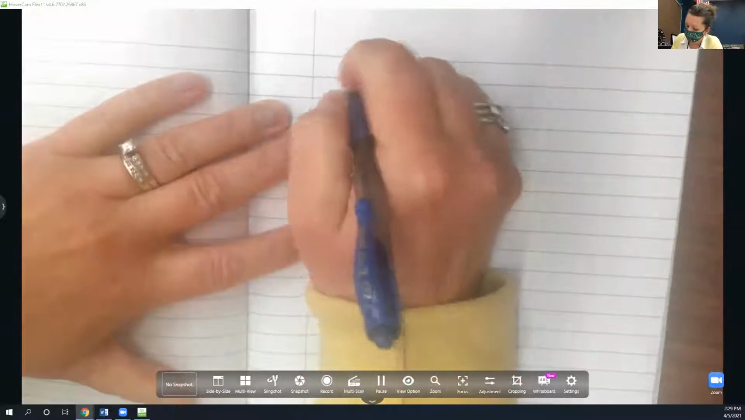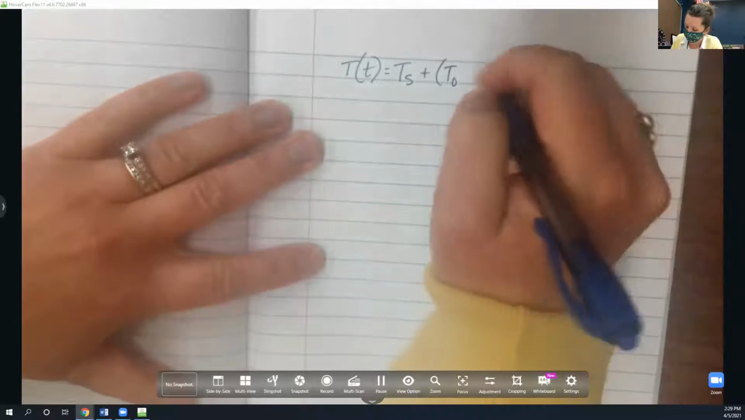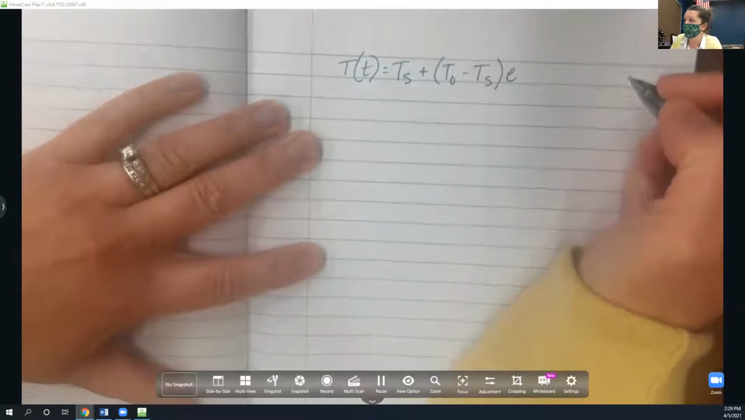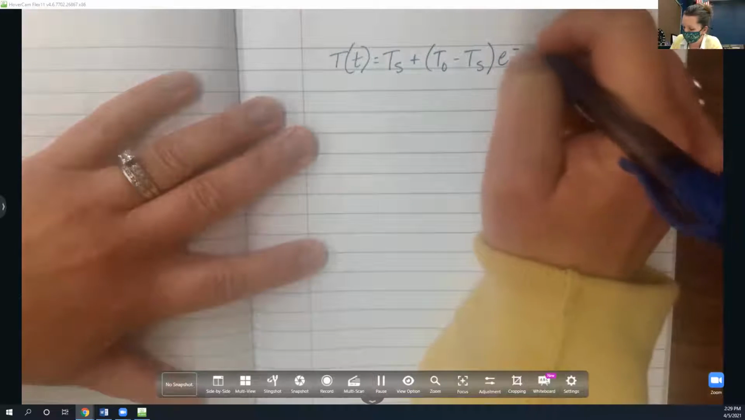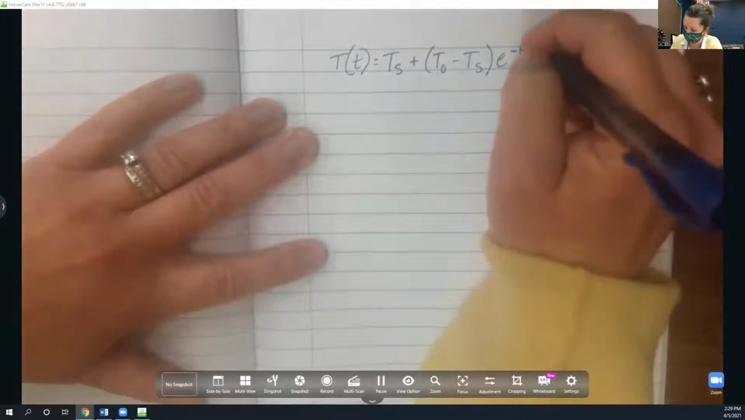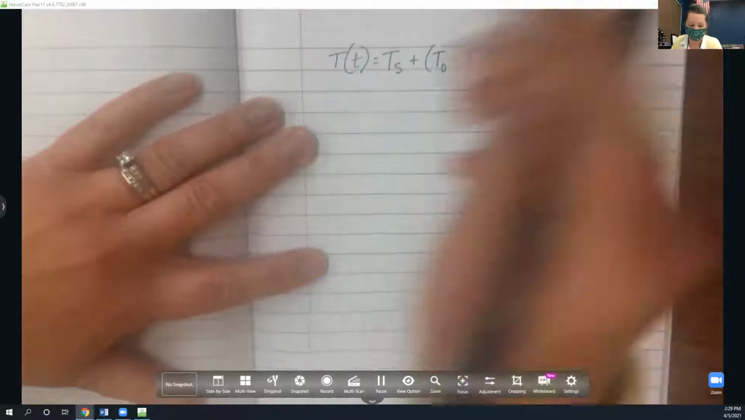I'm going to write down Newton's law of cooling. By the way, this is what coroners use to find out time of death. So we have T of t equals the surrounding temperature plus the initial temperature minus the surrounding temperature times our constant e to the negative k, which is our cooling constant or our decay constant, times t, time elapsed.